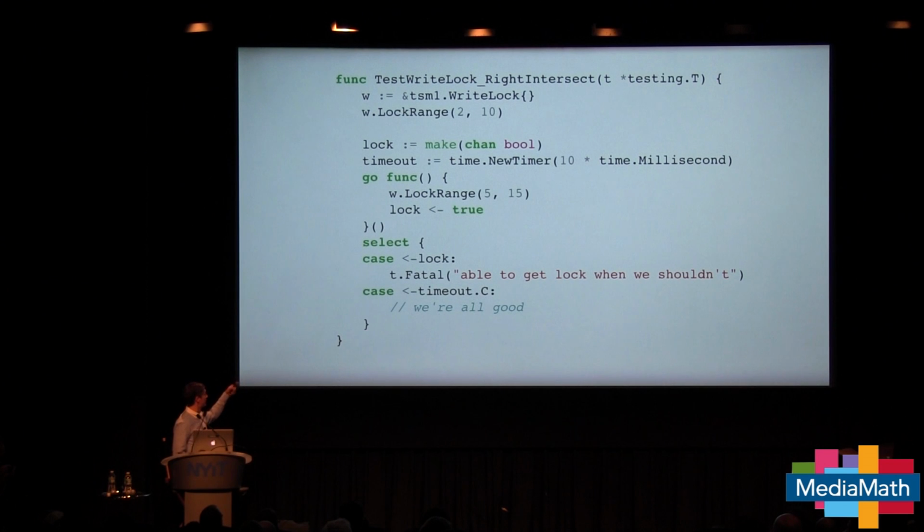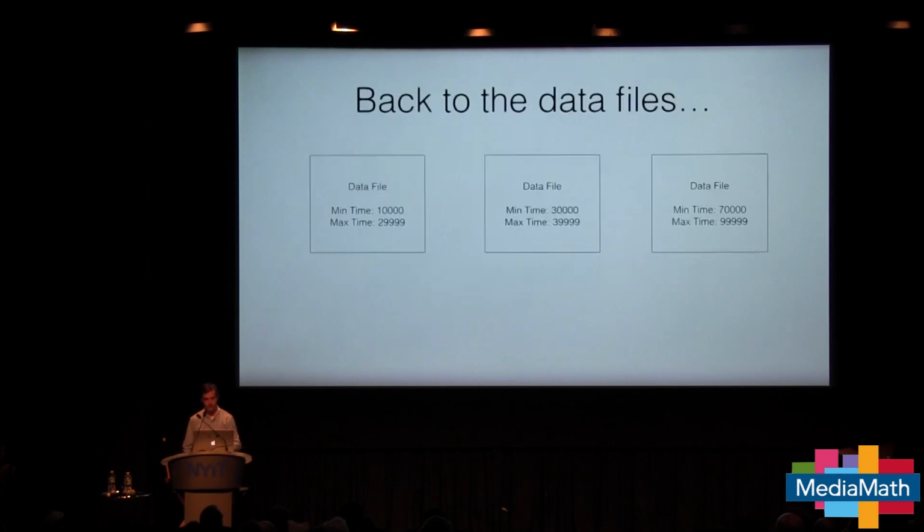So then we do a select, and we try to get back from the lock channel or back from the timeout. If it times out, we're all good. If we actually got back from the lock channel, we know we were able to request a lock when we shouldn't have been able to. Okay, that's that piece. Back to the data files.